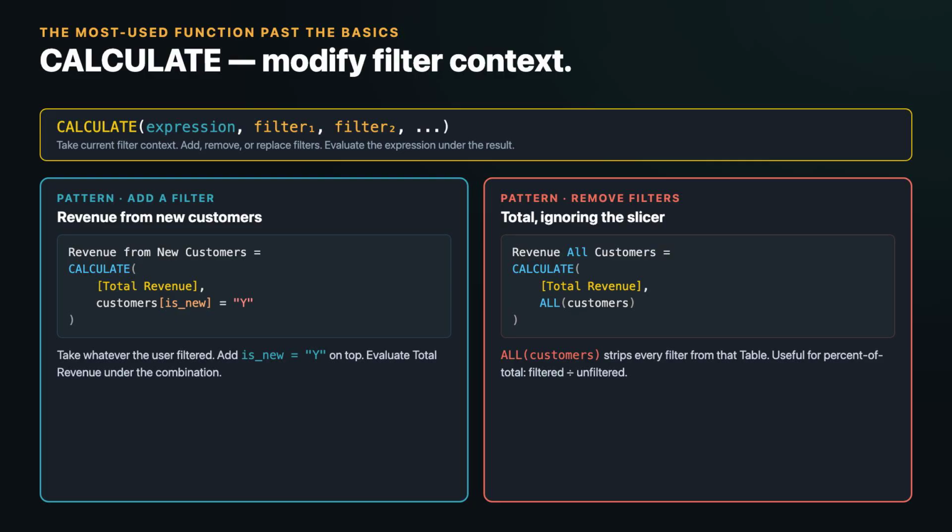First pattern, adding a filter. Revenue from new customers equals CALCULATE of total revenue, with customers[is_new] equals Y. Take the existing context. Add the filter on top. Evaluate the measure under the combination. Second pattern, removing filters. The ALL function on customers strips every filter from that table, no matter what the slicer says. Useful for percent of total. Divide the filtered measure by the unfiltered one.